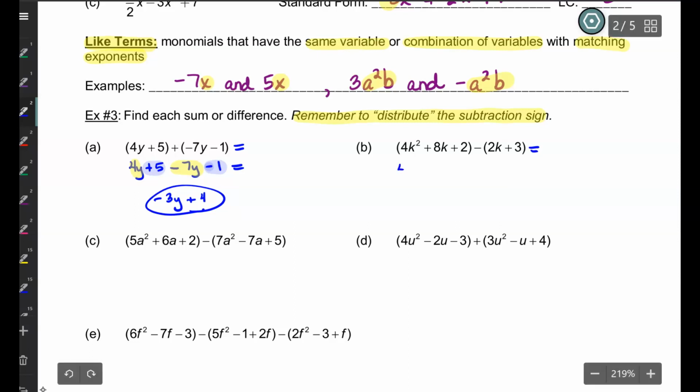Next, okay, so I have 4k squared plus 8k plus 2. And this one has a subtraction, so I'm basically distributing. So it's going to be a -2k minus 3.